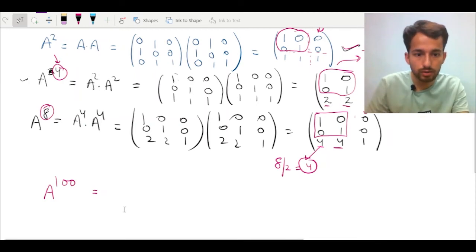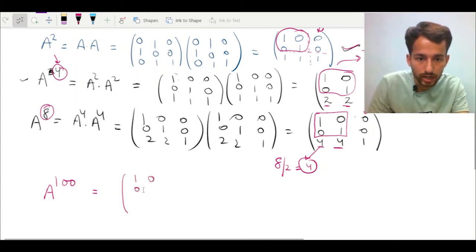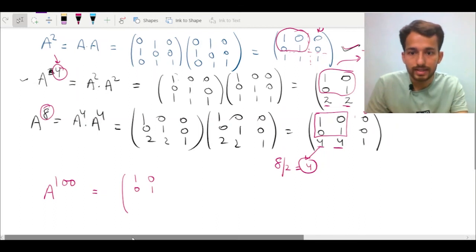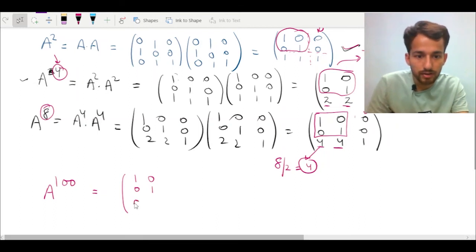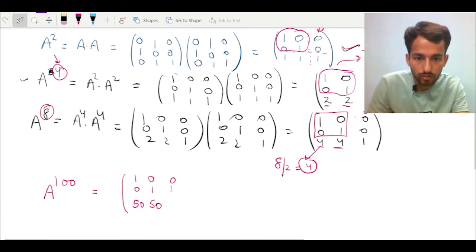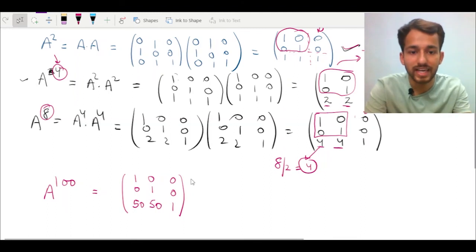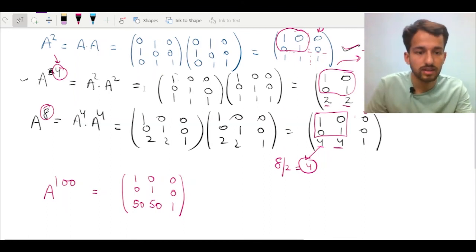I hope you have got the observation right, and that's why this block is again going to be the identity matrix. Here it will be half, so certainly it will be 50, 50, and this column was the same. So now we have almost completed the solution, because we have come up with our A to the power 100, and now we have to find the sum of all the elements. So it is pretty easy.